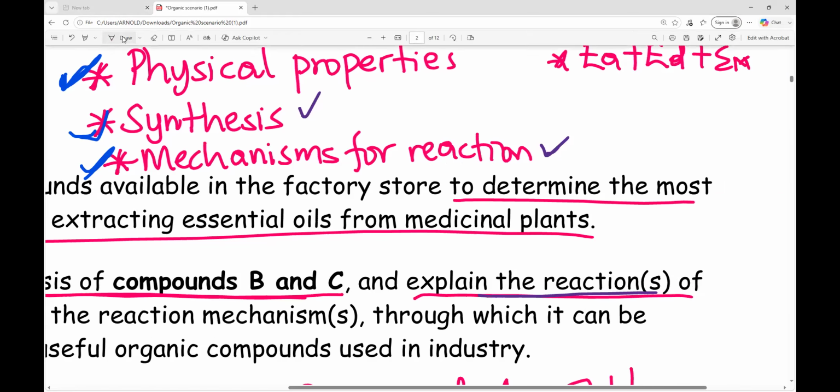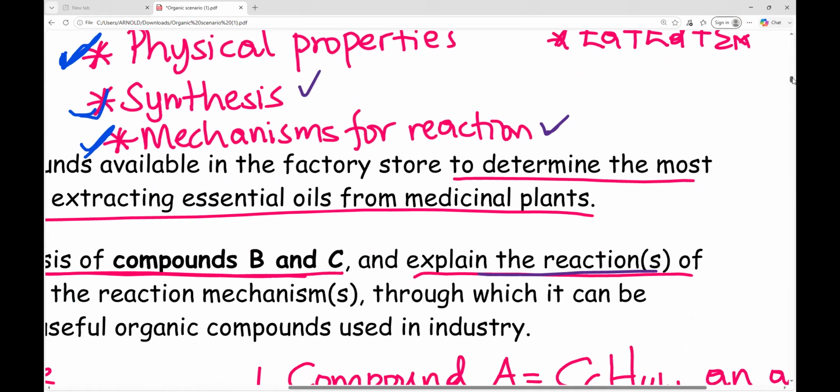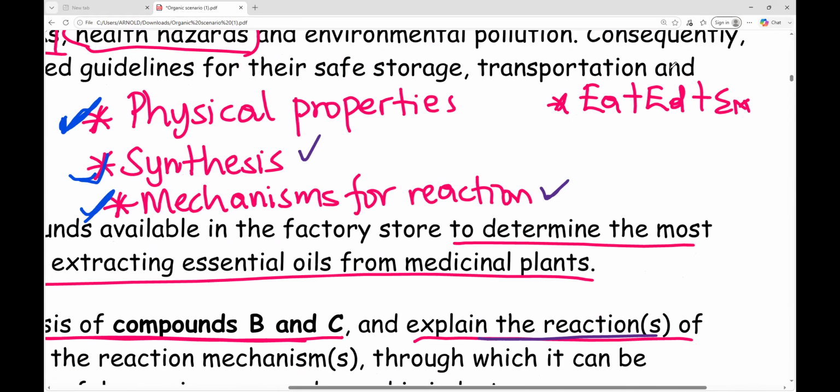Then also lastly, evaluate application. It is here. Let's evaluate. Is it visible on my screen? I think it is. Evaluate application of the compound or compounds. Evaluate danger of that compound, and explain mitigations to those dangers.